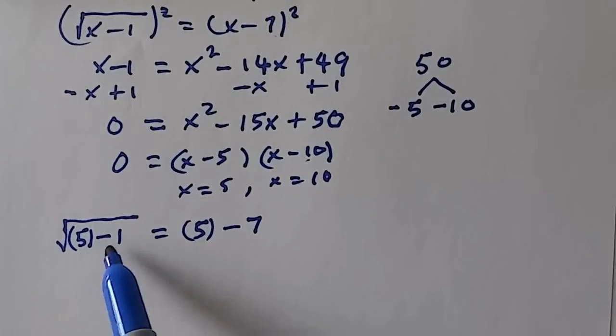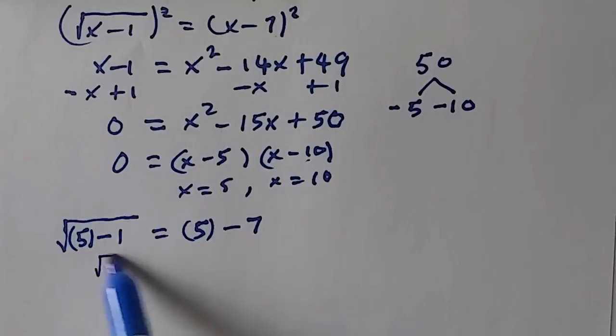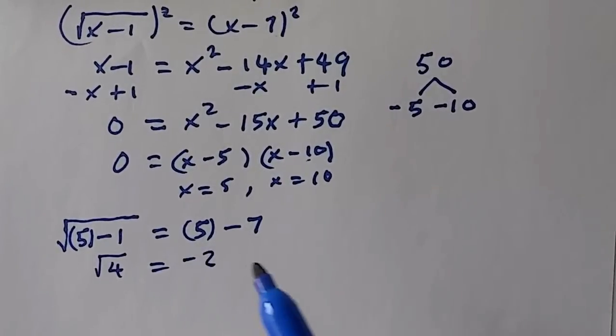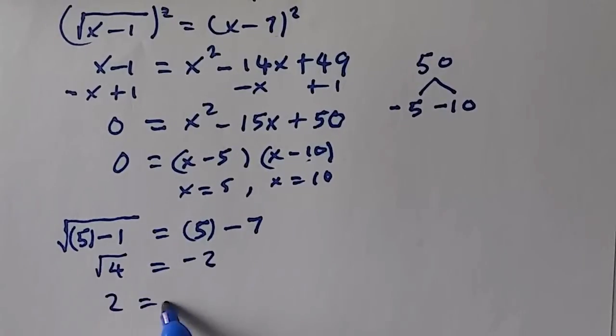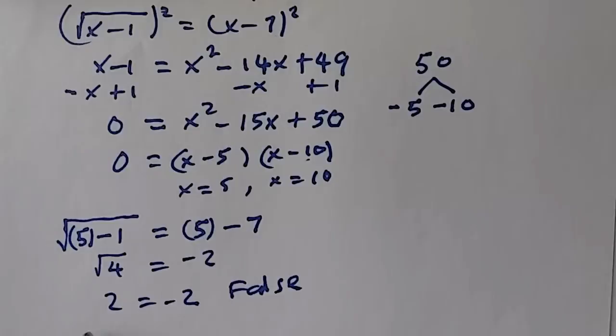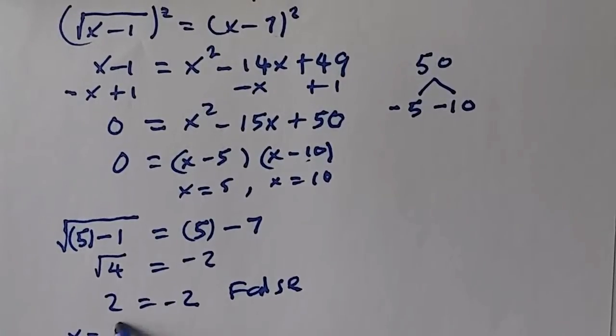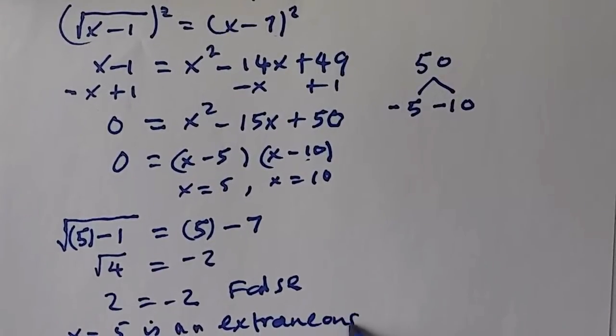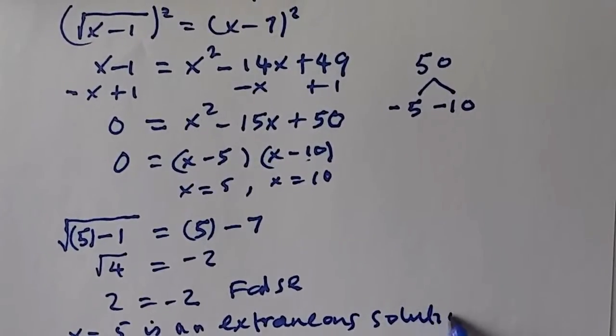5 minus 1 is 4, so square root of 4 is 2. And 5 minus 7 is negative 2. And 2 equals negative 2. That is false. That's not true. So x equals 5 is an extraneous solution.